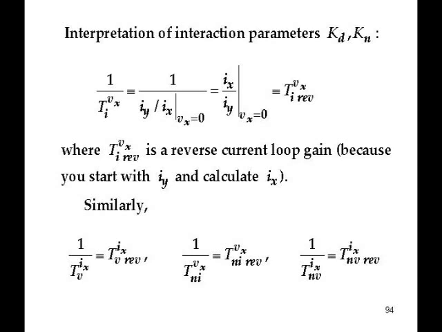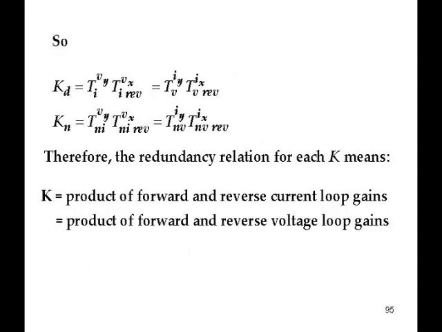Now you're wondering why we're bothering to do all this. Because when you substitute that into the definitions of the KD and the KN, you get the product of two terms. But again, the interpretation in words is easier to remember. The K, whether it's KD or KN, is equal to the product of the forward and reverse current loop gains, and it's also equal to the product of the forward and reverse voltage loop gains. It's a redundancy.